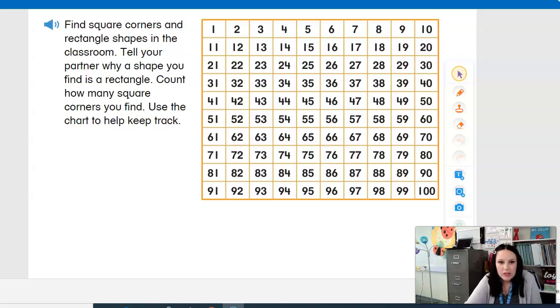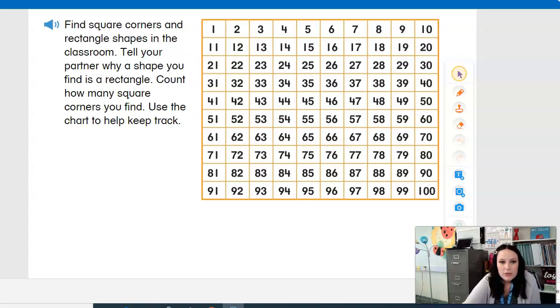So to get us started, you should see the solve and share page. It is on page 565. We are on topic 14, lesson 3. So if you need to pause the video to go find it, please do so.